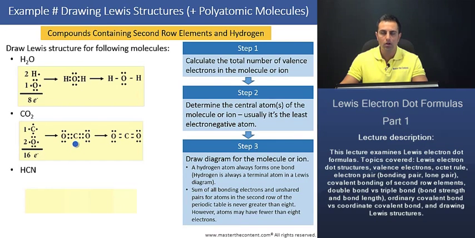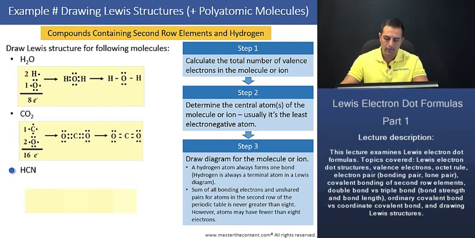Now, to obtain that octet configuration, the carbon is going to need to form 4 bonds, while the oxygen forms 2 bonds, resulting in 2 double bonds, one between the carbon and each oxygen. The final structure for the carbon dioxide molecule is as follows.